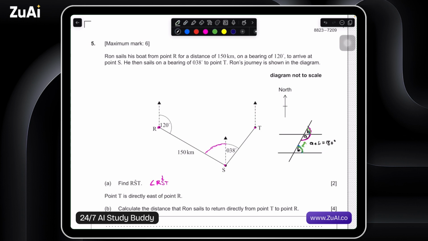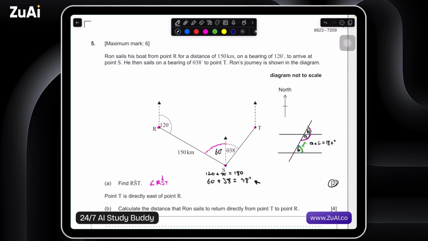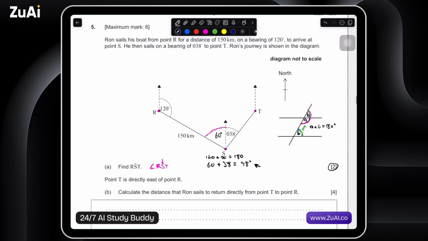So let's use that. 120 plus what? Plus 60 degrees. And then 60 plus 38. Since it's a 2-mark question, let's write it out. 60 plus 38 degrees is equal to 98 degrees. We might even want to include this 120 plus x is equal to 180 to show how we found the 60. But I think this should be enough. So RST is equal to 98 degrees.